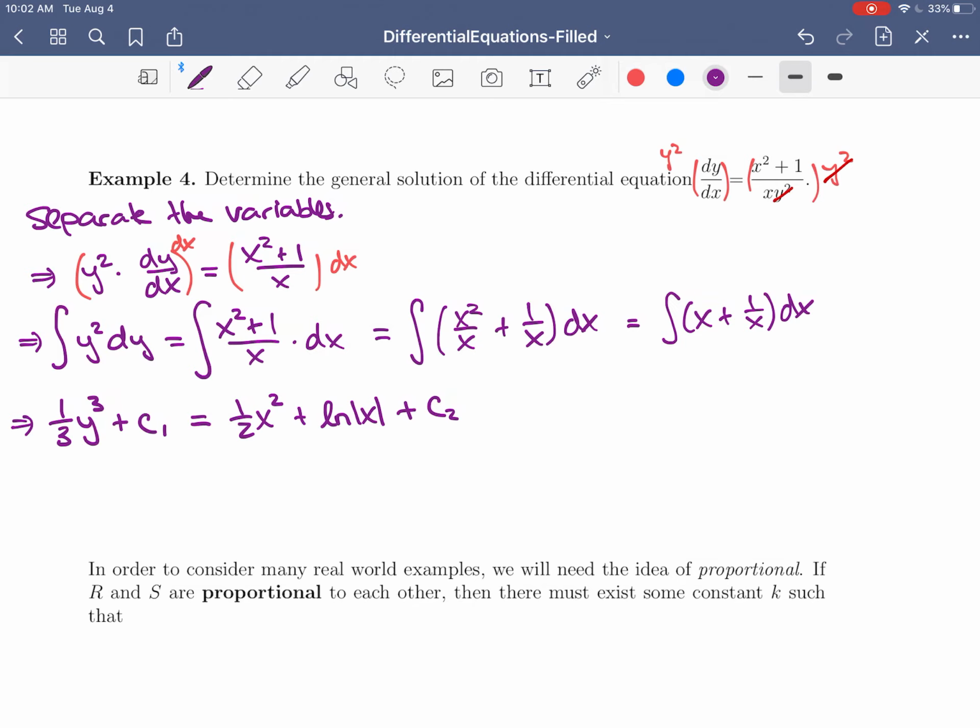Now I want to solve for y. So I know the relationship between x and y now, but I actually kind of want to solve for y. So I'm going to subtract c1, okay, on both sides. That's going to get rid of it over here. So I'm going to have 1/3 y cubed is 1/2 x squared plus ln absolute value x. Now, I'm just going to call this C, oops, I already have a C2. Let's just call it C3.